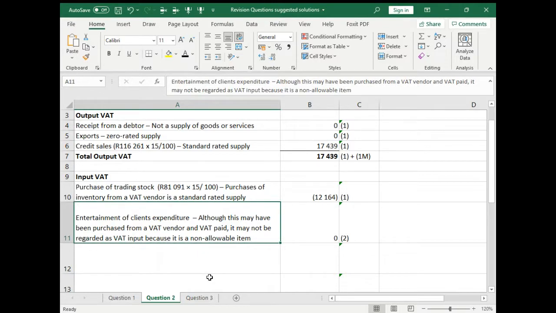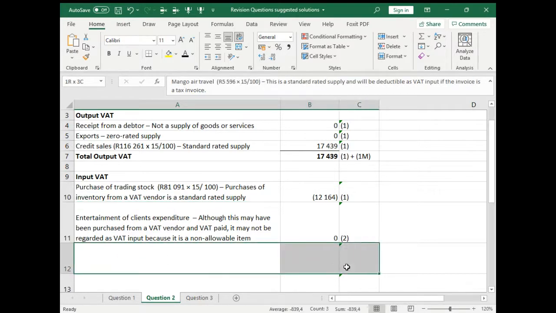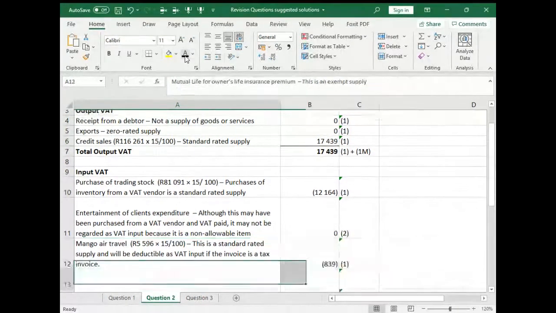Although this may have been purchased from a VAT vendor and VAT was paid, it may not be regarded as VAT input, it is not an allowable item. So what it basically says is, based on the rules, this one is denied by SARS. Even though you might have paid VAT, you are not allowed to claim it. Then our Mango air flights, because of the fact that it is not on land or sea, it is standard rated, so we can claim the input VAT on that.